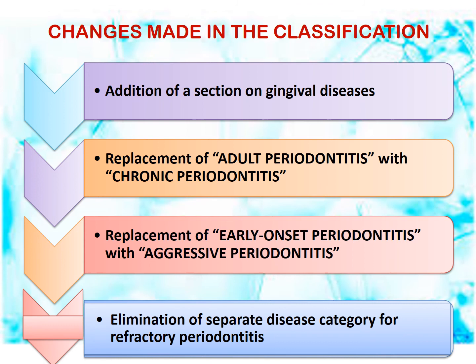So there's been an addition of a section on gingival diseases. There's replacement of the term adult periodontitis with chronic periodontitis. Replacement of the term early onset periodontitis with aggressive periodontitis. There's elimination of the separate disease category for refractory periodontitis.